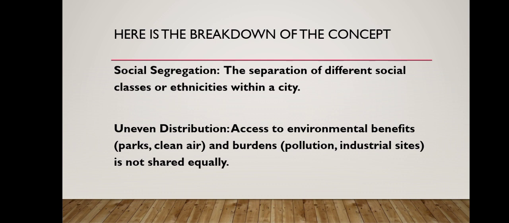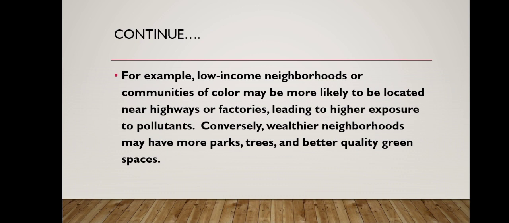Social segregation: the separation of different social classes or ethnicities within a city. Uneven distribution: access to environmental benefits, parks, clean air, and burdens, pollution, industrial sites, is not shared equally. For example, low-income neighborhoods or communities of color may be more likely to be located near highways or factories, leading to higher exposure to pollutants. Conversely, wealthier neighborhoods may have more parks, trees, and better quality green spaces.